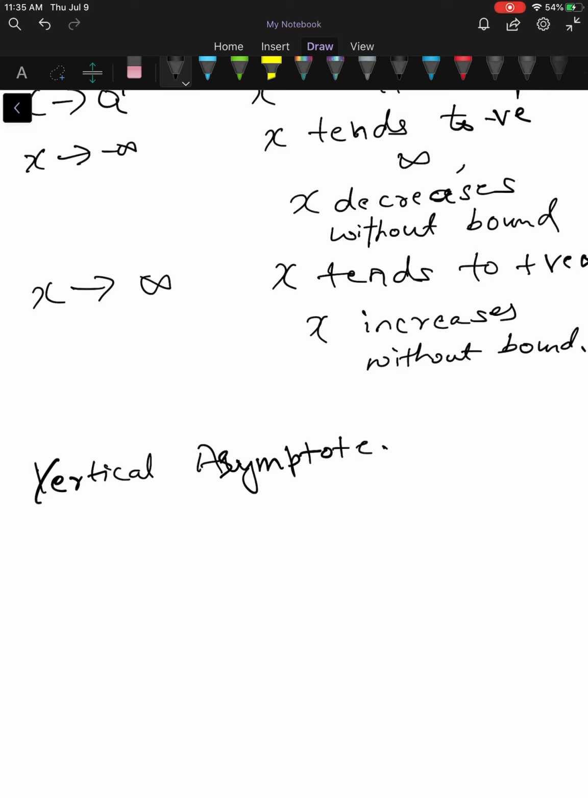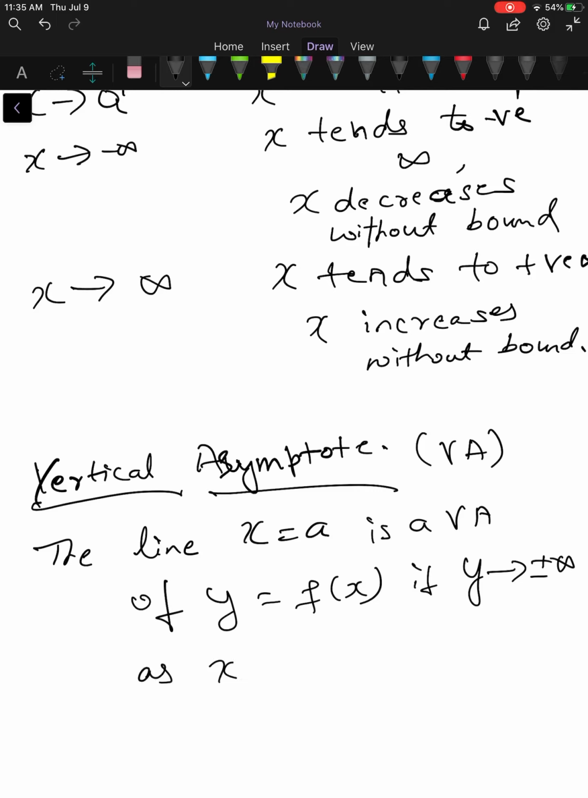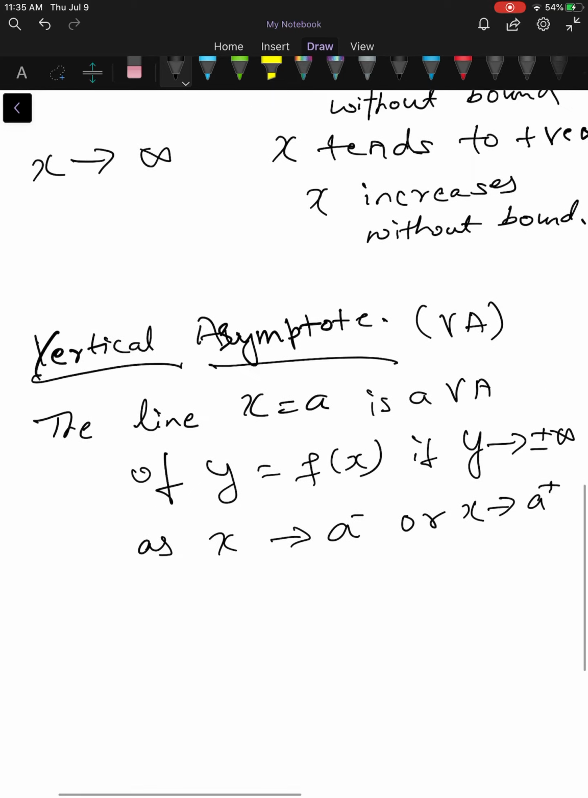So a vertical asymptote is a line. The line x equal to a is a vertical asymptote of y equal to f of x if y approaches plus or minus infinity as x approaches a minus or x approaches a plus. That is, x approaches a from the left or x approaches a from the right.